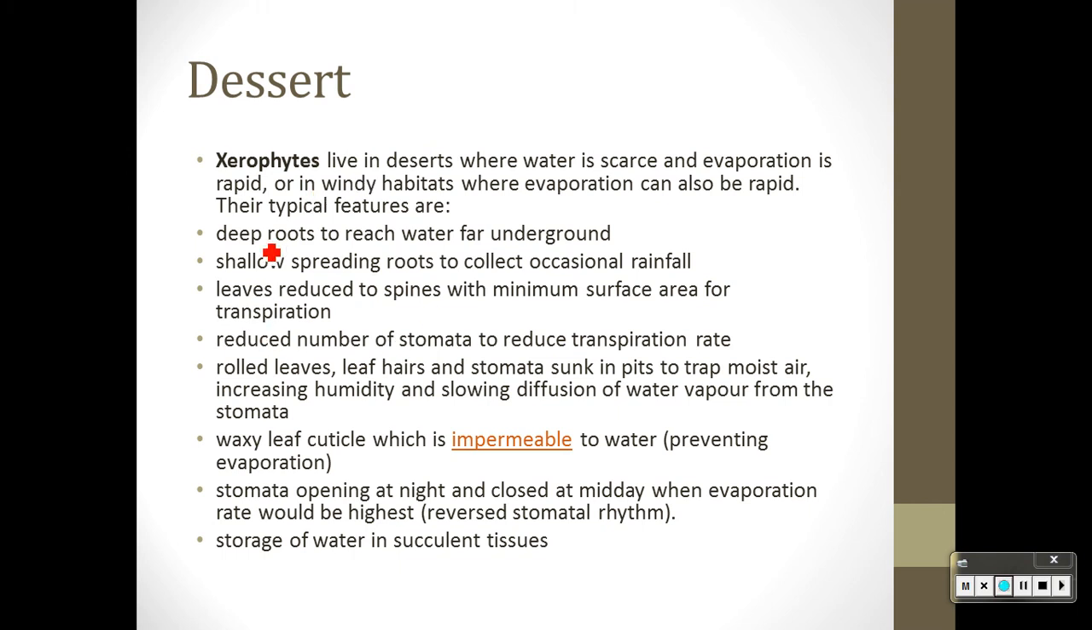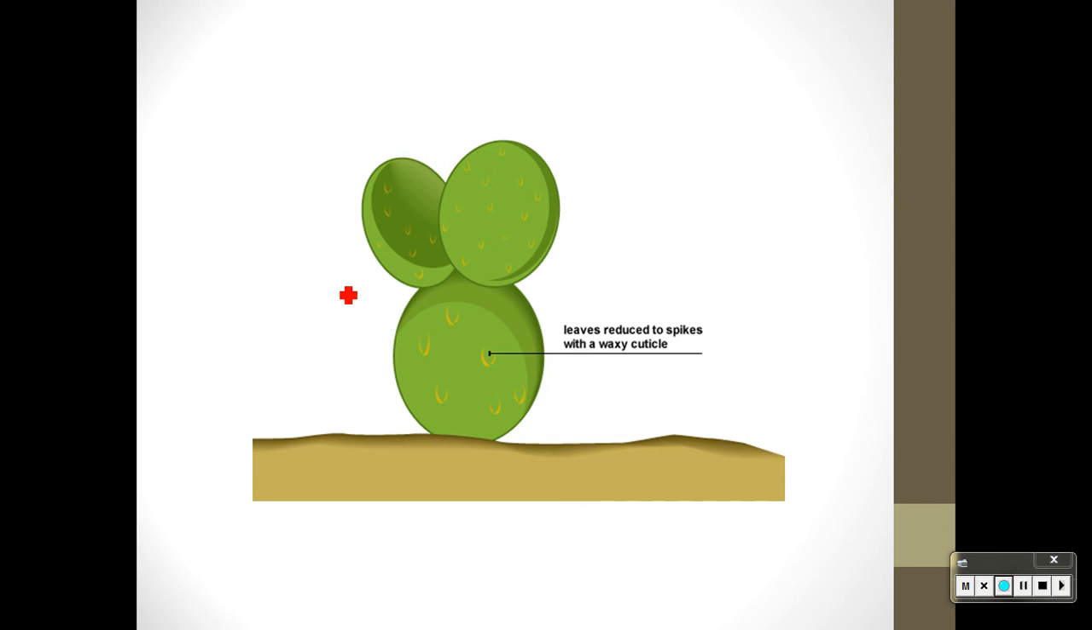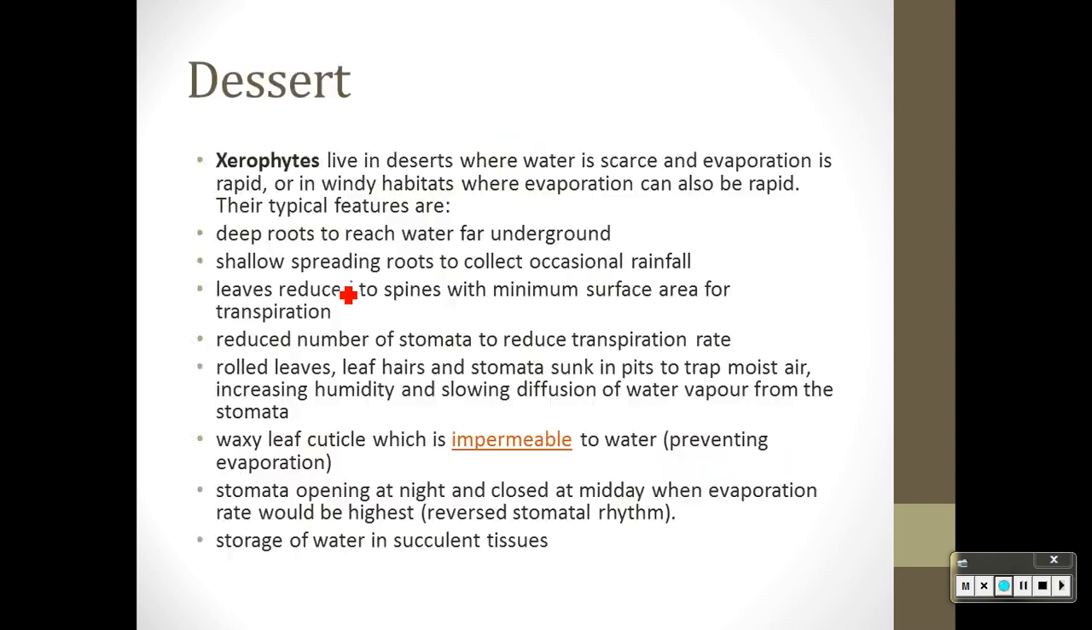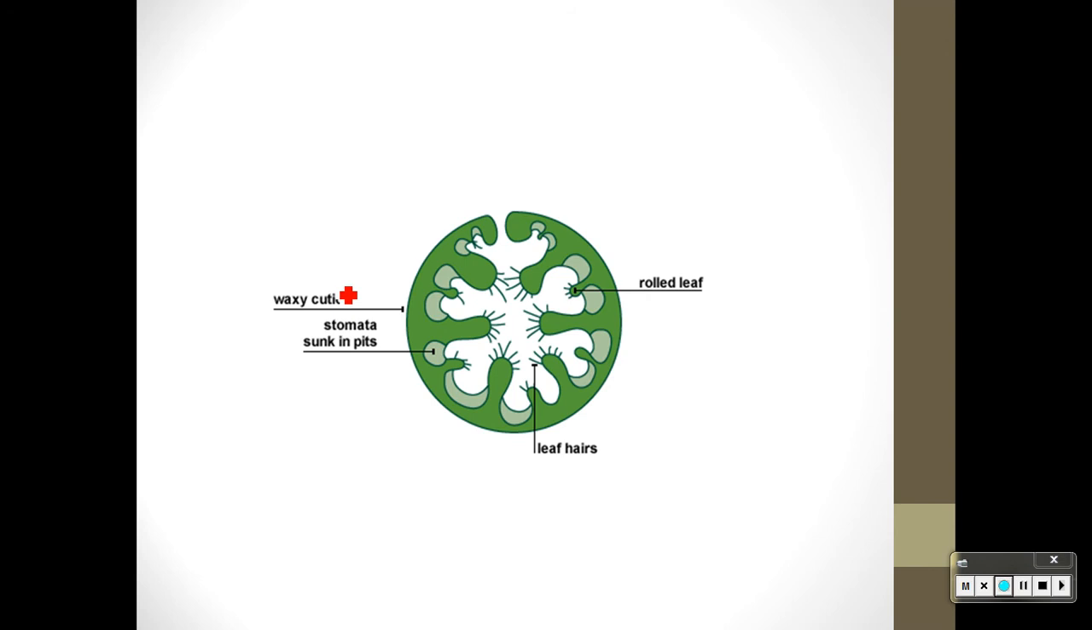What you'll find is they have very, very deep roots to try and get to water that's very far underground. They have very shallow roots as well that go very far away to hold on to the rain once it happens. They tend to not have leaves. They tend to have spikes. And the spikes are actually mini leaves rolled up, to be honest.